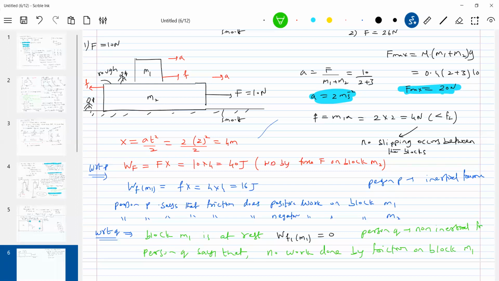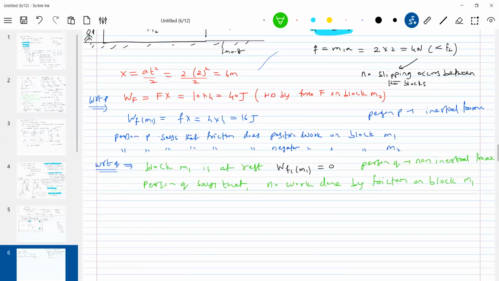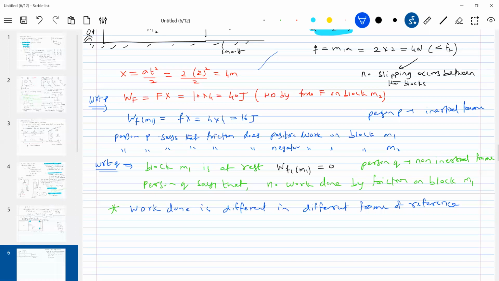So shall we take this one? Therefore, what is the one very important point I'm going to conclude here? Work done is different in different frames of reference. In one frame, if a force does work, in another frame it need not do that same work. It can be different, it's telling.